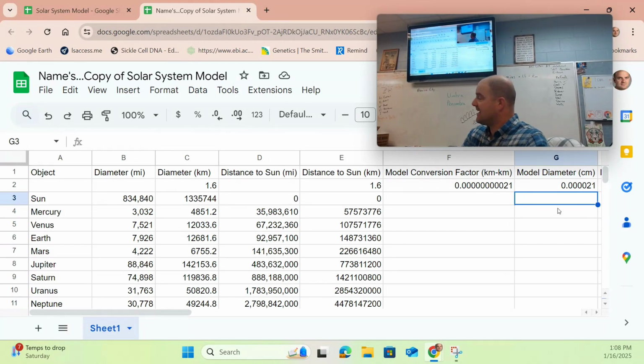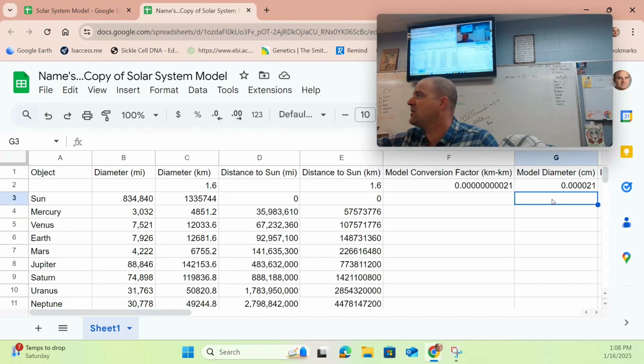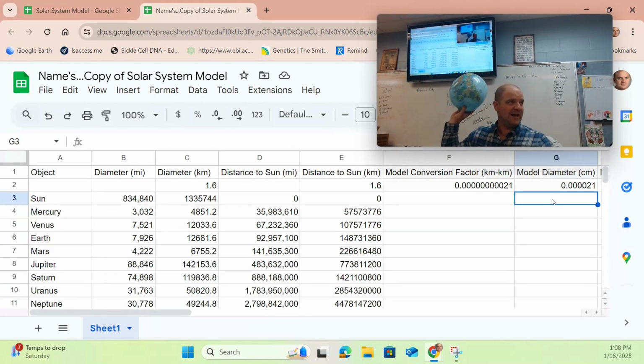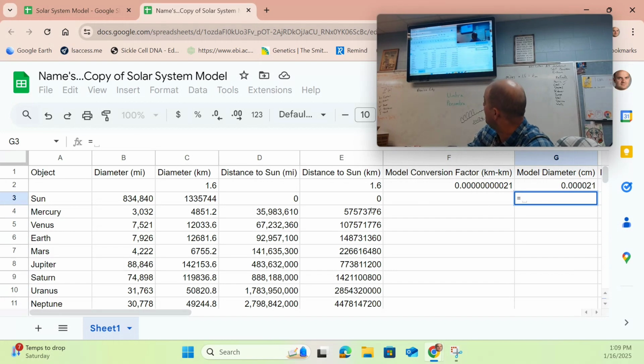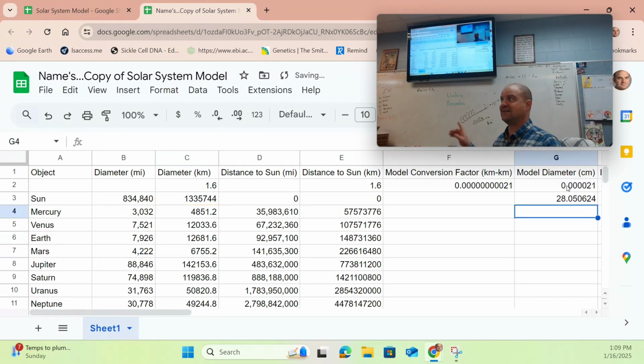Fantastic. Next thing. So we're just going to stay here in this column, model diameter. If we did the math right, how big did I say this was? 28 centimeters. So if we did the math right, it's going to tell us 28 centimeters. Here we go. Equals. We want the diameter in kilometers times our fancy, specialized, customized conversion factor. And then we're going to hit enter. Does it say 28? Yep. Outstanding. We did it right.